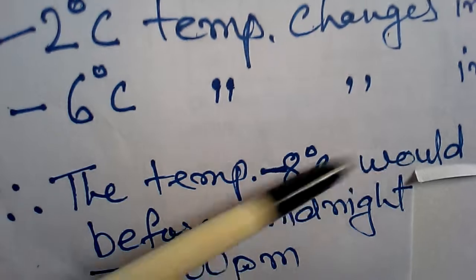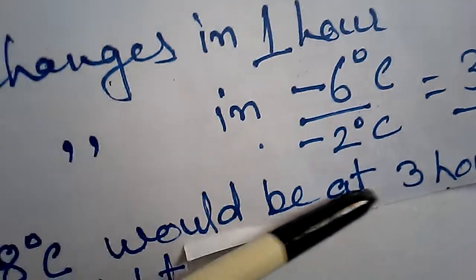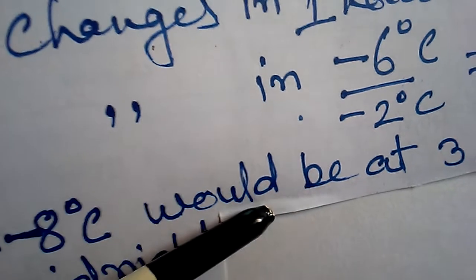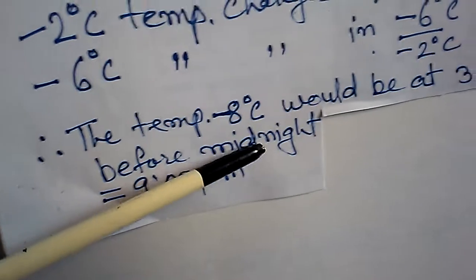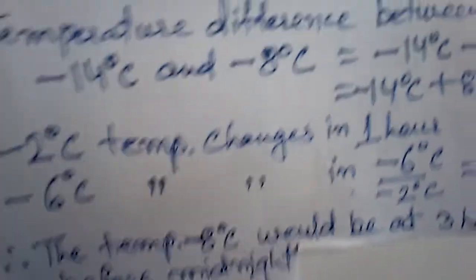Now here the temperature minus 8 degrees Celsius would be at 3 hours before midnight, and 3 hours before midnight we can write 9 p.m. Question number 5 we have done. Now next question.